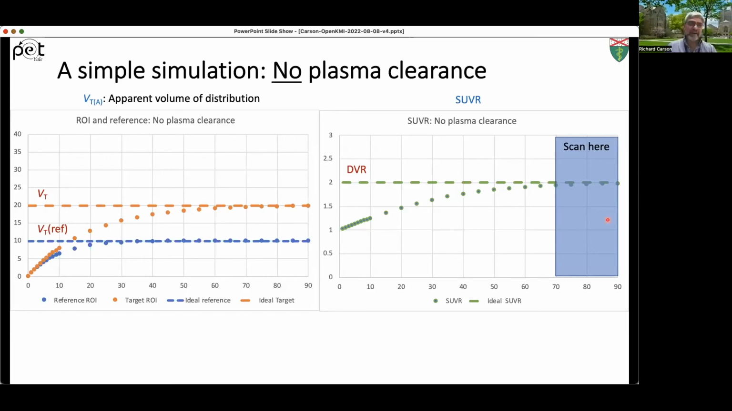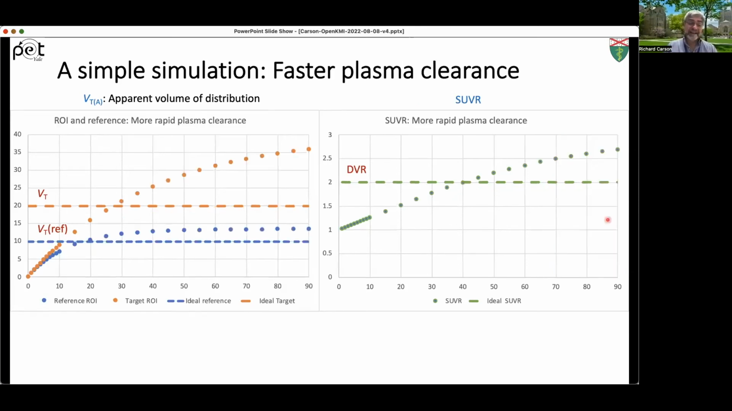But now let's make it a little more interesting, a little more realistic. Let's let the blood clear, because when we inject it, you saw in those blood curves, the blood does clear. What happens now? Well, now I find I overshoot the reference region and I overshoot the target region even more. If I calculate the distribution volume ratio, just the ratio of these dots here, not only do I exceed the equilibrium level, which is the real number because that's what's going on with those proteins in that tissue, but it keeps going over and over. So instead of scanning at 70 to 90, maybe I just want to go a little earlier.